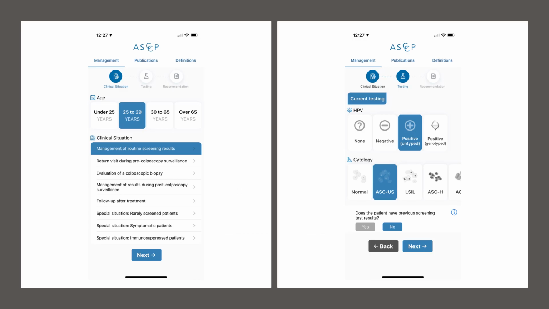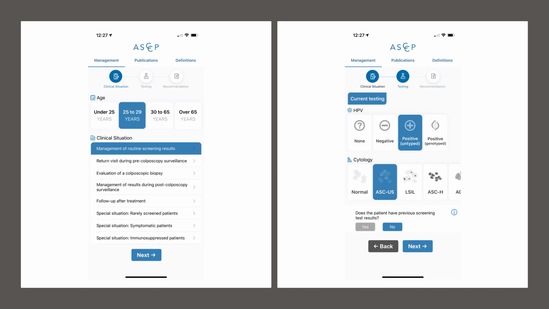So in this case, you touch, and so she's 25 to 29. She's here for management of routine screening results, and we would hit next. And that would bring us to the second picture here on the right. So this is asking for her current testing. So for this patient, we're going to see that she's HPV positive and she has ASCCP for her cytology.